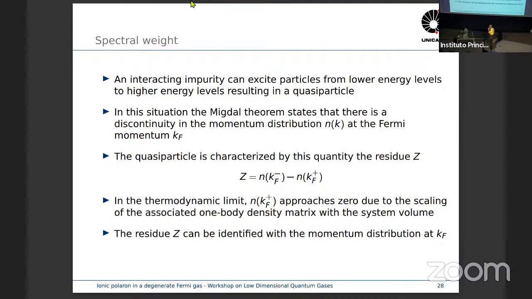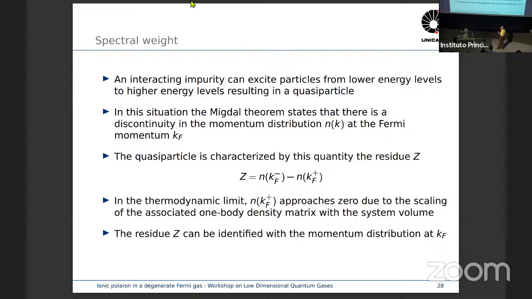Another quantity that we compute is the spectral weight or residue of the particle. So an interactive particle, what is an interactive particle when we put it there? Some of the atoms, we are doing calculations at zero temperature, but when there is interaction, some of the particles in the bath would jump to excited states. In this situation, Migdal's theorem states that the momentum distribution near the Fermi surface has a discontinuity, and the residue or spectral weight can be computed by this difference in the momentum distribution.